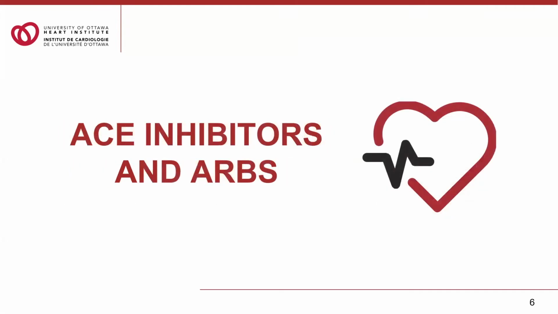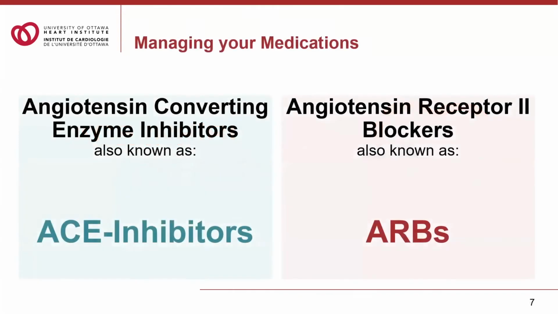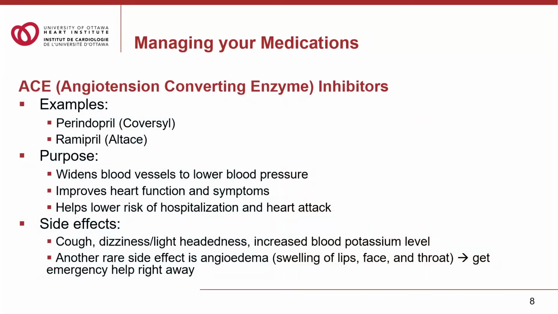The first medications I'm going to touch on are the ACE inhibitors and the ARBs. ACE inhibitors are angiotensin converting enzyme inhibitors, and ARBs are angiotensin receptor blockers, which you'll see me use that term more throughout the presentation. These medications are not used together. They're used separately, so you wouldn't be on both of these medications at the same time.